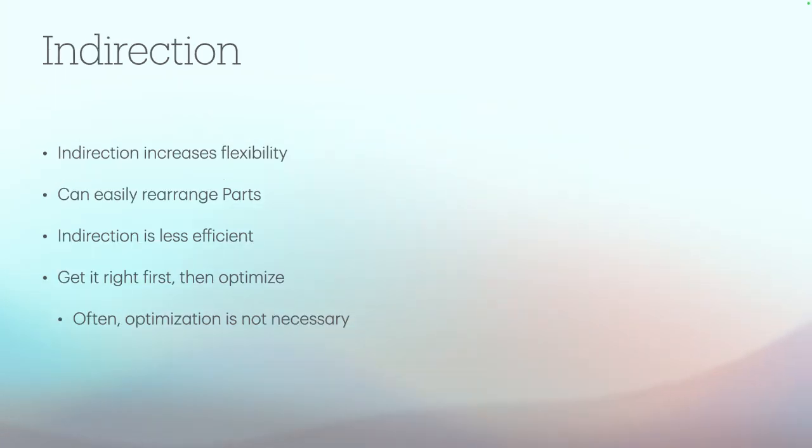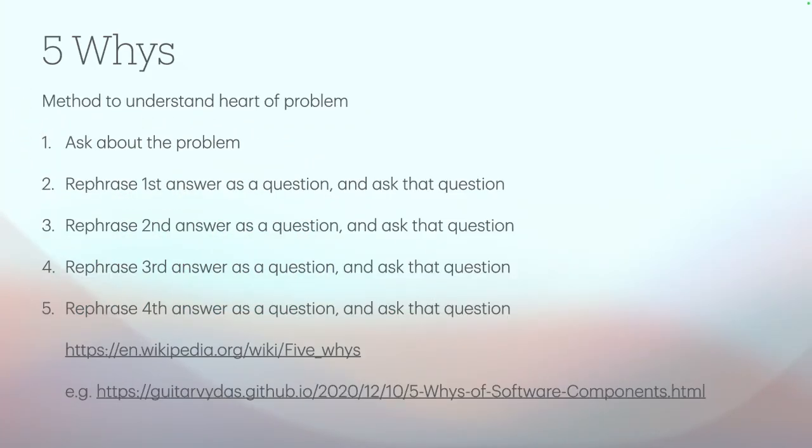Indirection increases flexibility and makes it easy to rearrange parts. It's less efficient, but the approach is to get it right first, then optimize. Often, optimization isn't even necessary once the design is right. The 5 whys technique helps understand the heart of a problem. Start by asking about the problem, then rephrase each answer as a question and ask that question repeatedly. This process helps dig through layers of symptoms to find root causes.